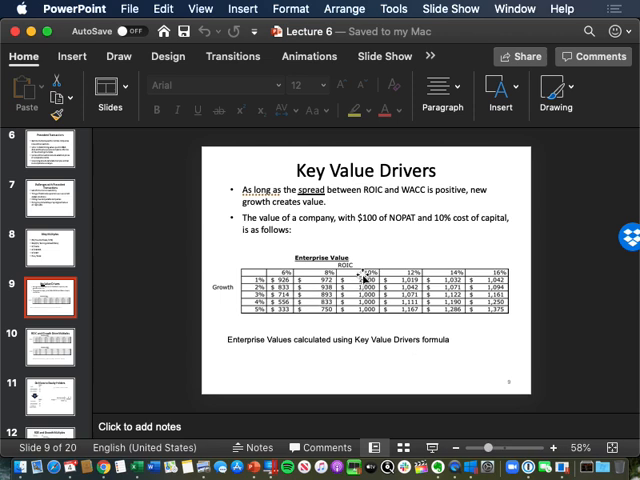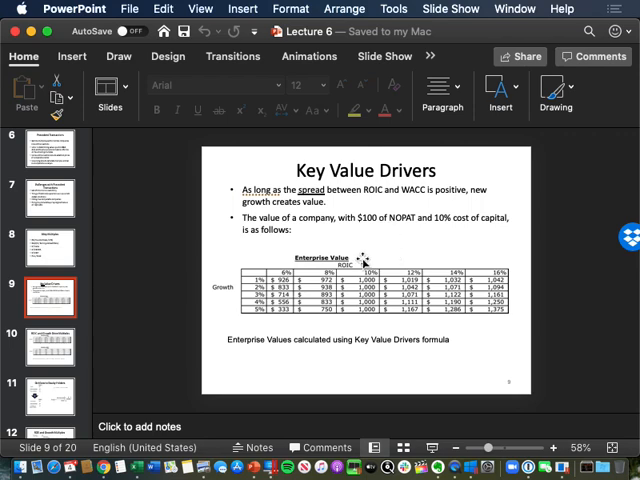All right, so here's the thing. Why has the value in this column stayed at a billion? Because the WACC and the ROIC are equal. They have a zero spread, so it doesn't matter what the growth is. The value doesn't change.